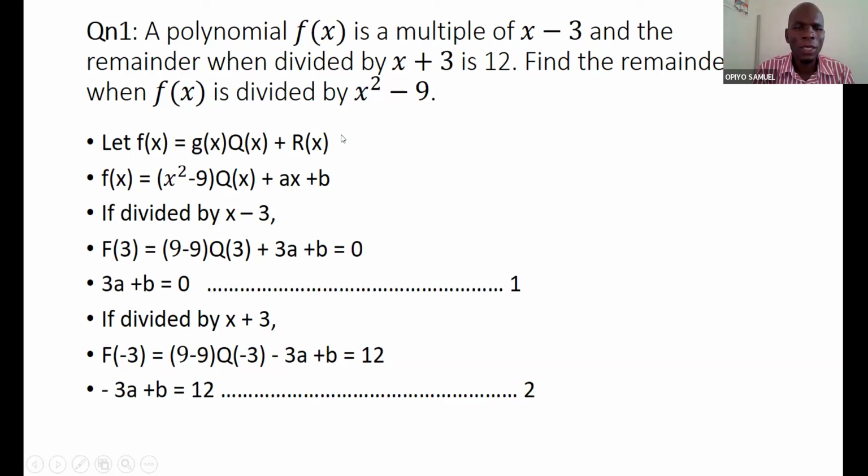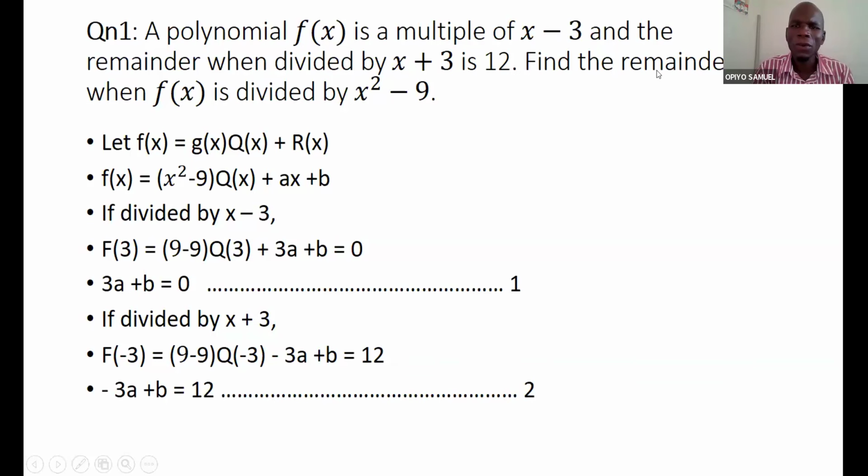The remainder is also defined in terms of x, but in some cases you may find that it is a constant. So when you look at our problem, we have a polynomial f(x) that is a multiple of x - 3. Being a multiple means the polynomial is divisible by x - 3 as a factor, and it has the remainder when divided by x + 3 as being 12.